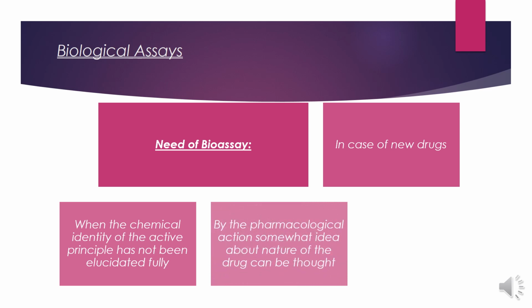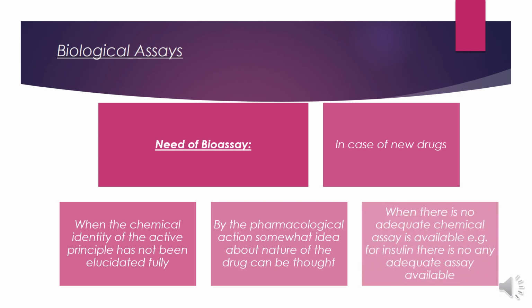So basically, it says pharmacological action can give you the idea about the chemical nature of the drug. And when there's no adequate chemical or physical assays available, like for insulin, assays are available, but not adequate assays. So you have to confirm it through the biological assay.